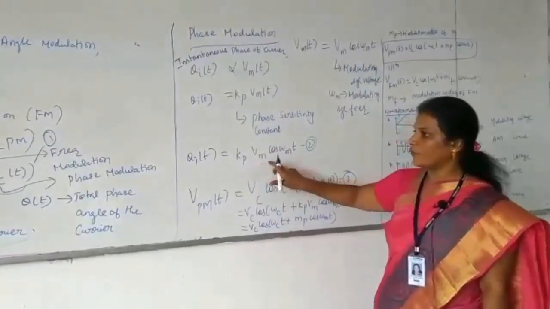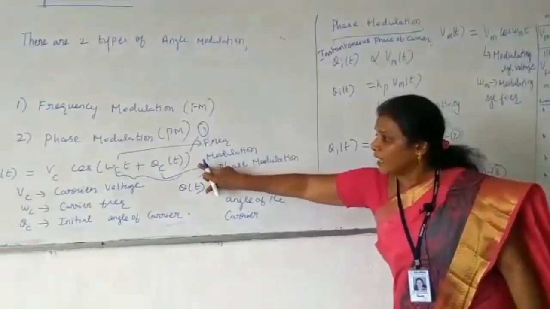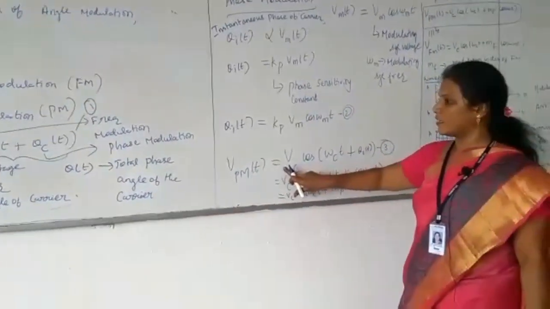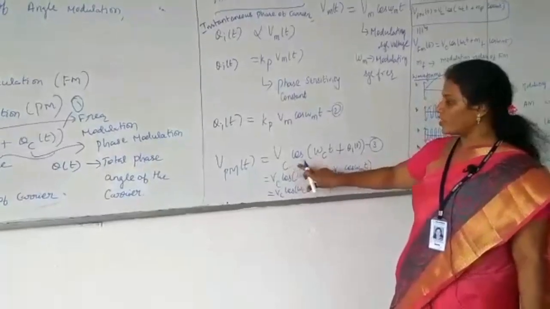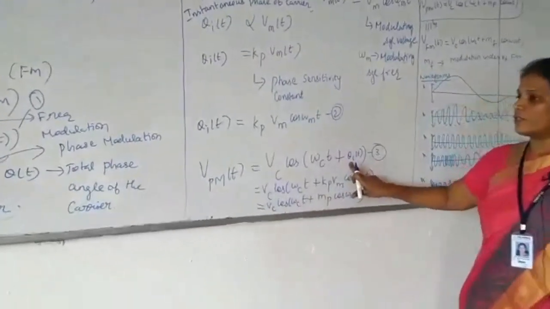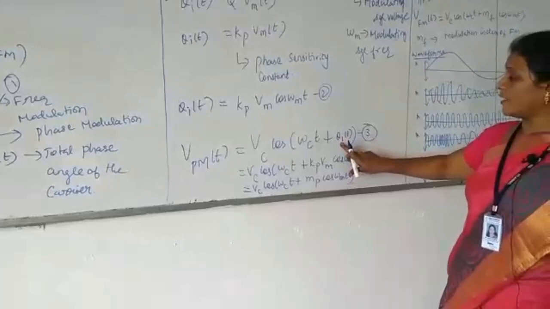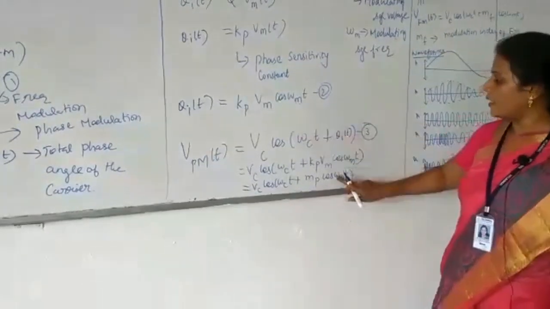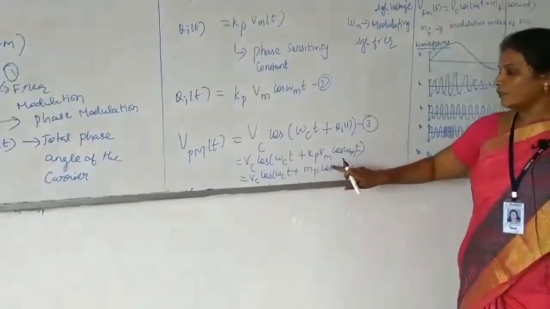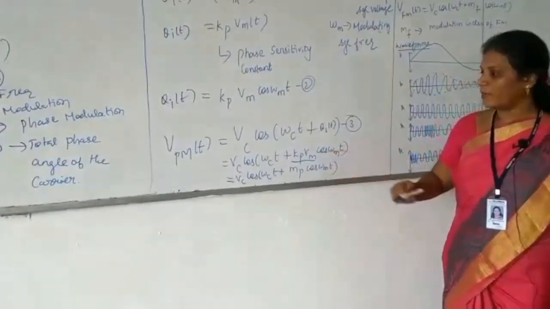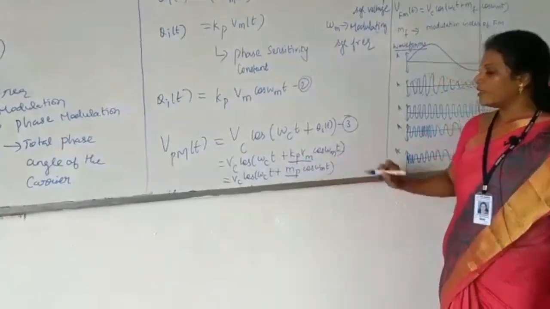If you replace the phase angle in the carrier voltage with theta i of t, then Vc of t becomes Vpm of t. Vpm of t is Vc, where Vc is not changed, and cos of omega ct, where frequency is also not changed for phase modulation, and theta alone is changed. That changed phase angle is theta i of t, which is replaced by Kp into Vm cos omega mt. In Vpm of t you have a constant Kp into Vm, together referred to as Mp, where Mp is called the modulation index of PM.